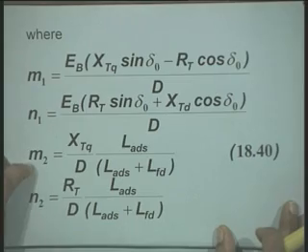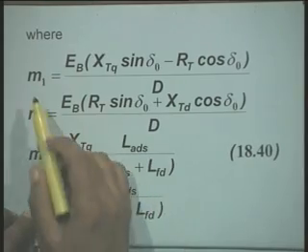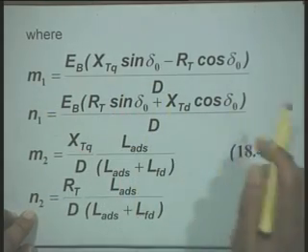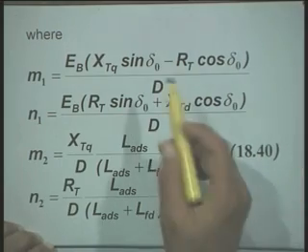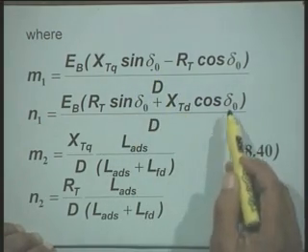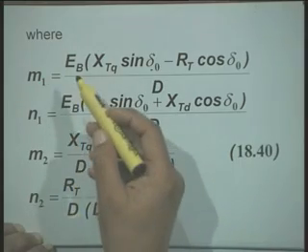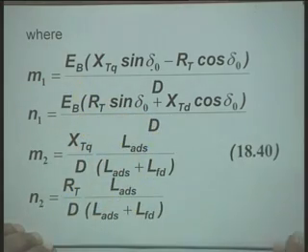Now, here I have derived the expressions for M1, N1, M2, N2, and it can be clearly seen that these constants are functions of the machine parameters and the initial operating condition, that is delta naught. Here you find sin delta naught and cos delta naught terms, all these line reactances, and the infinite bus voltage.